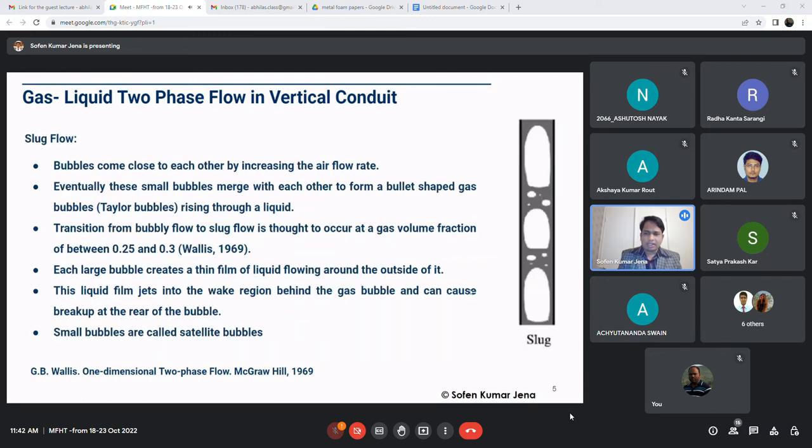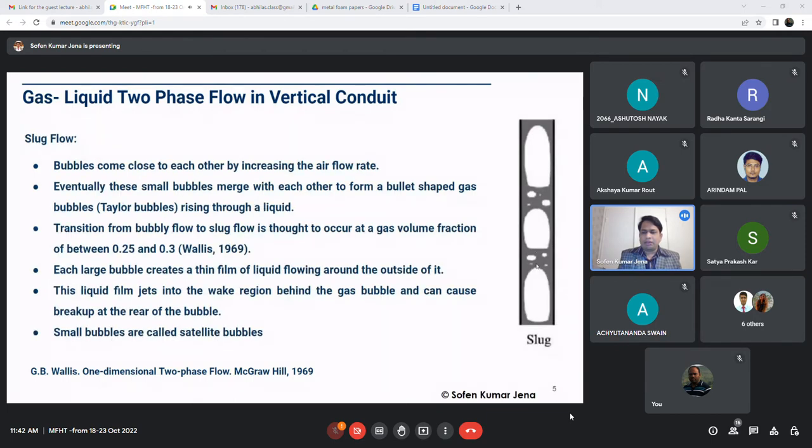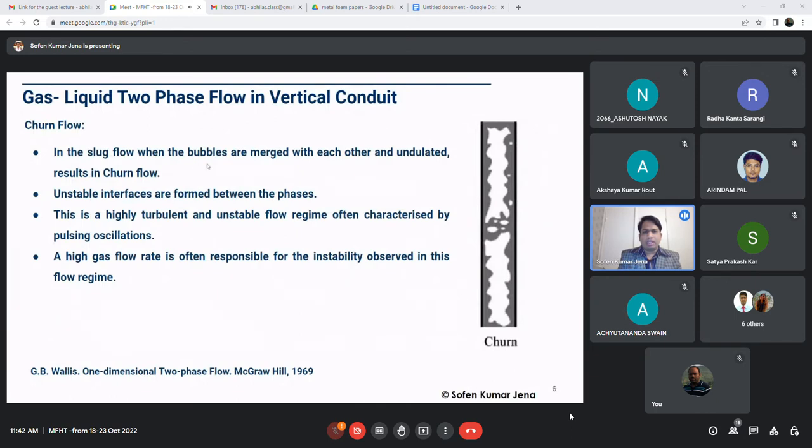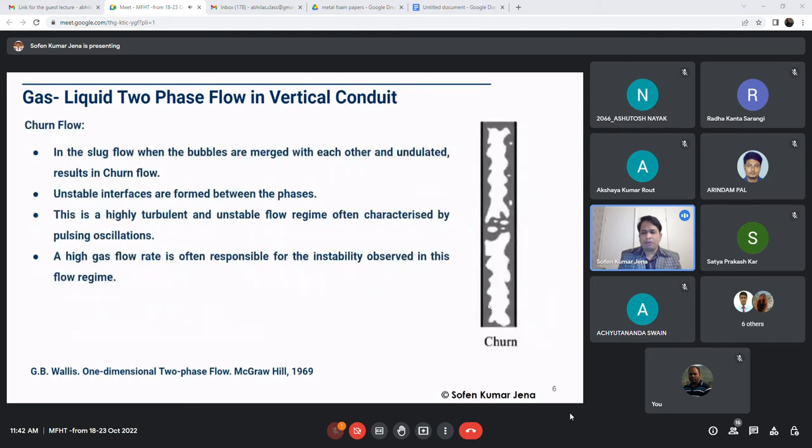Now next, if you further increase the gas velocity, the gas volume fraction will increase. Then these Taylor bubbles start to merge with each other, and they form churn flow. So what is this churn flow? A wavy interface will form between the liquid film region and the air region, and the Taylor bubbles will merge with each other to form a very agitated kind of flow. This is known as churn flow, right? This wavy interface is of very unstable nature, and this flow is highly turbulent and oscillating.